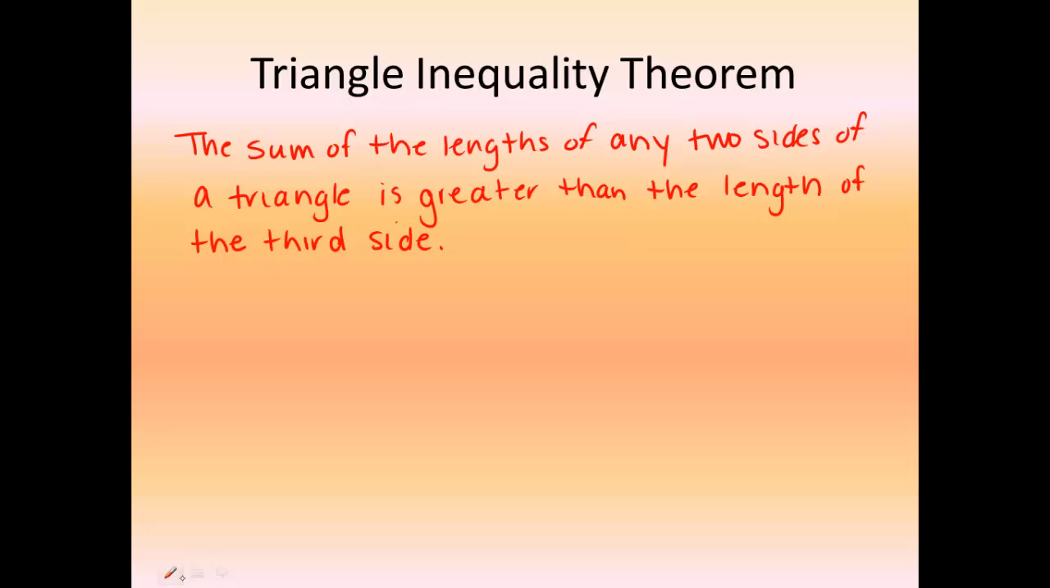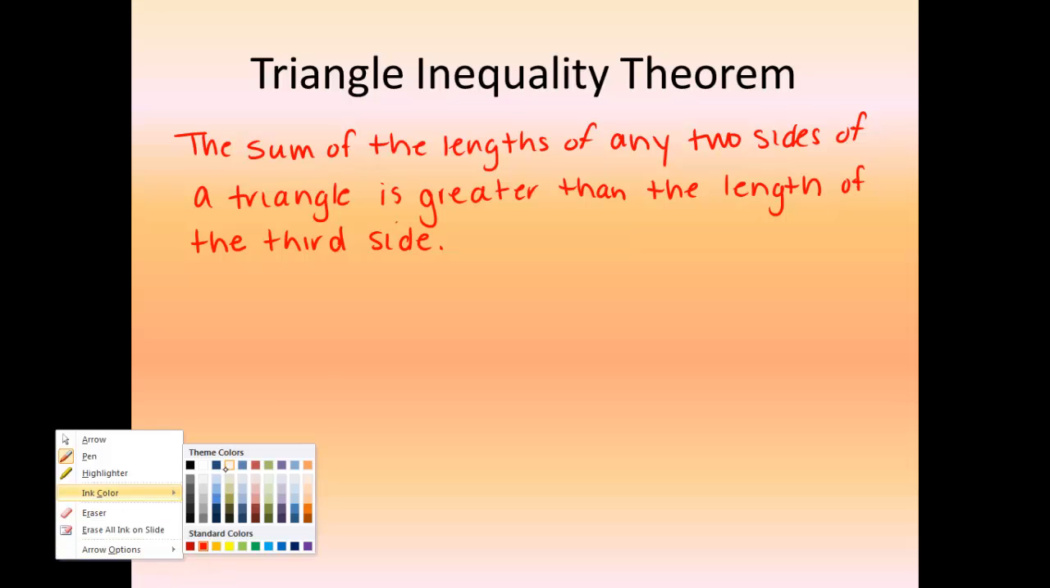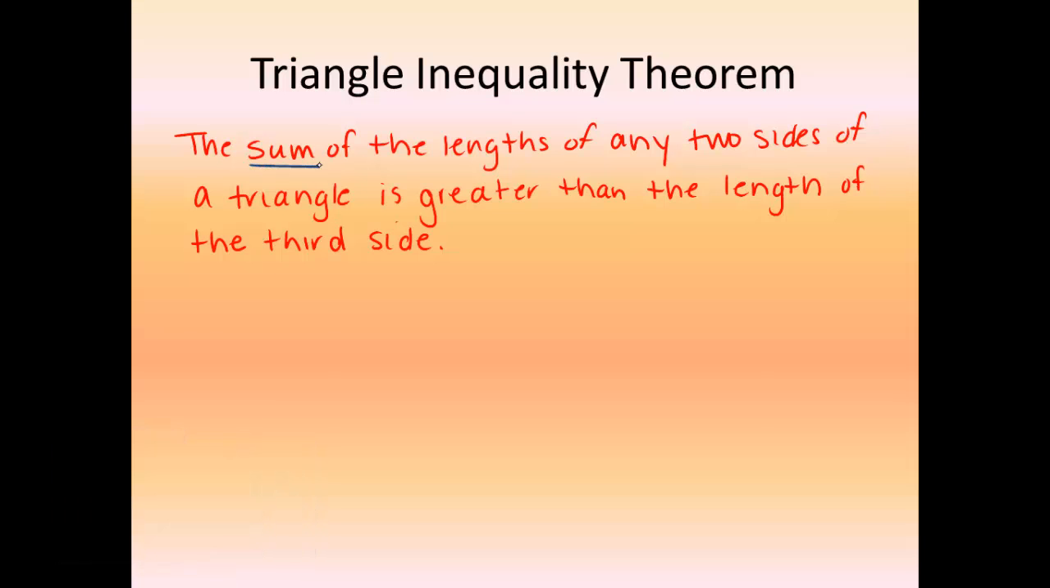Okay, so let's go ahead and dissect what this says. It says the sum. That means we're going to be adding together any 2 sides of a triangle, and it must be greater, so it must be bigger than the length of the third side. Okay, so we're going to go ahead and use that idea in our next example.